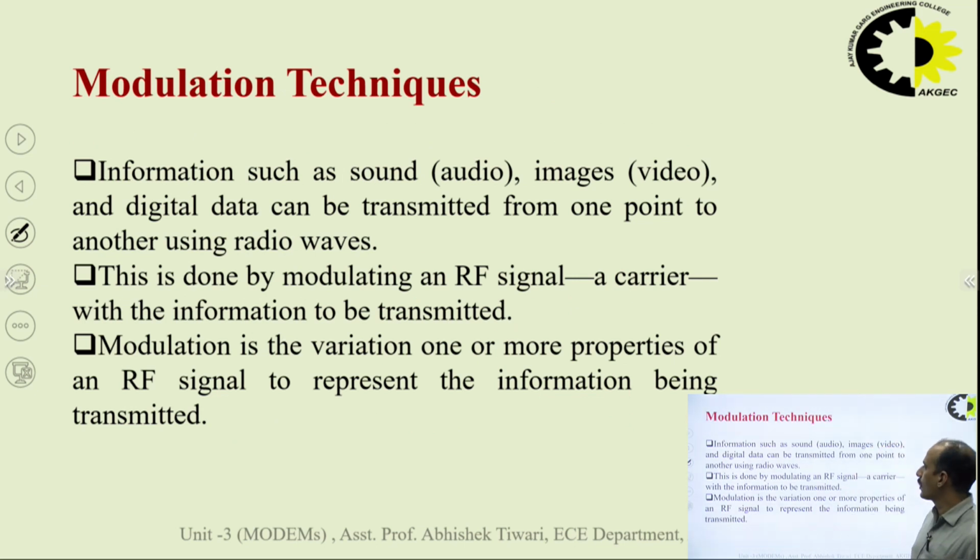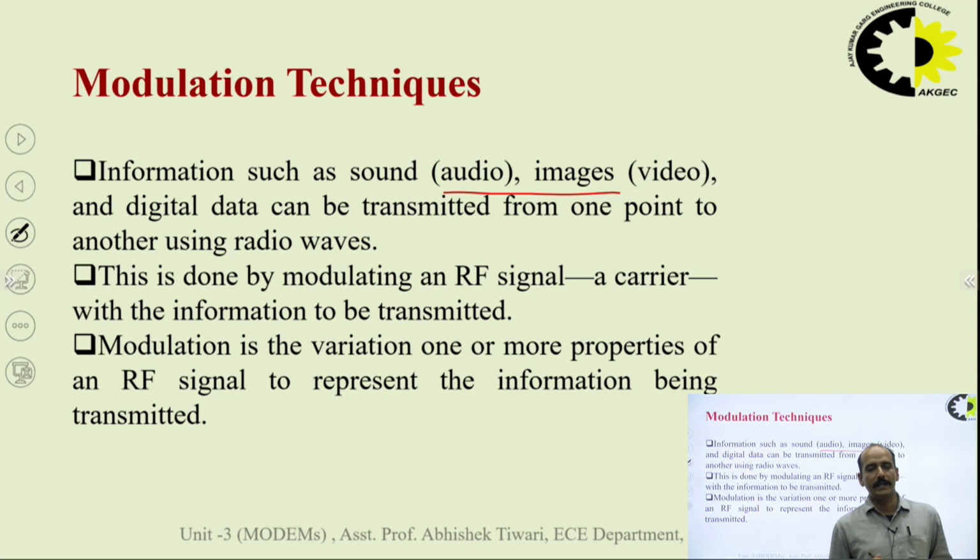First of all, the modulation technique. In terms of the description, you can see that information such as sound, audio, images and digital data can be transmitted from one point to another using radio waves, and that is done by modulating an RF signal, a carrier, with the information to be transmitted. In modulation, we take a carrier signal which has a high frequency, and that high frequency carrier signal is modulated as per the instantaneous value of the message signal or the information signal.